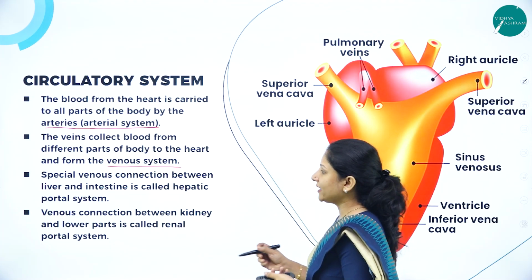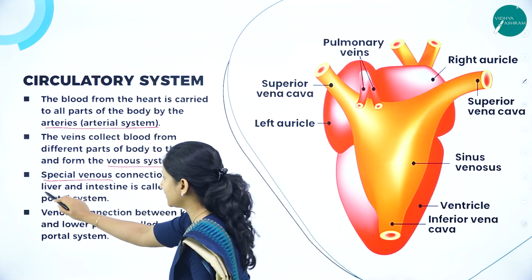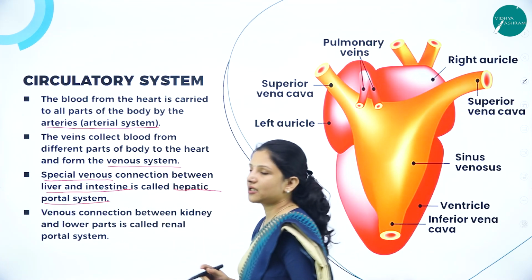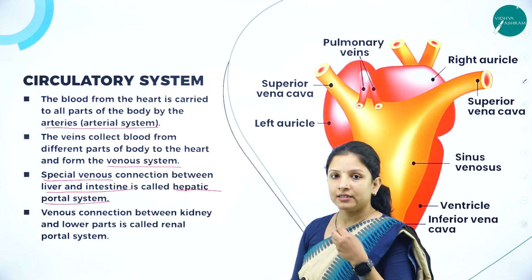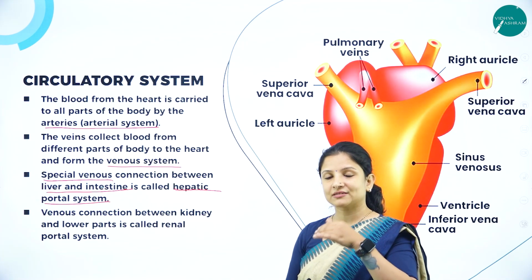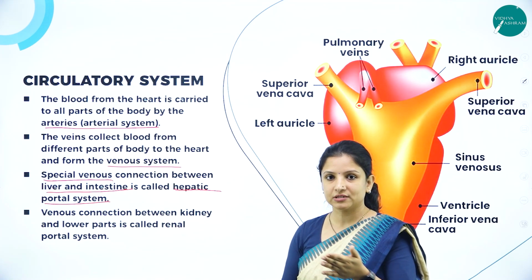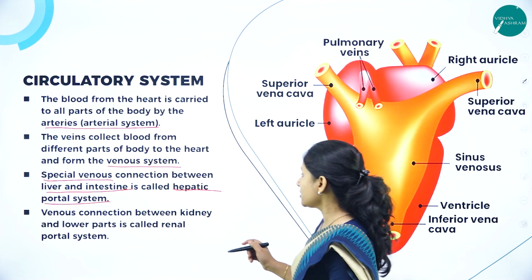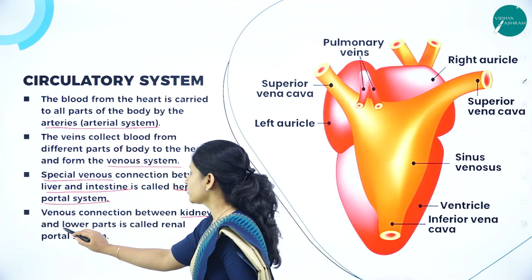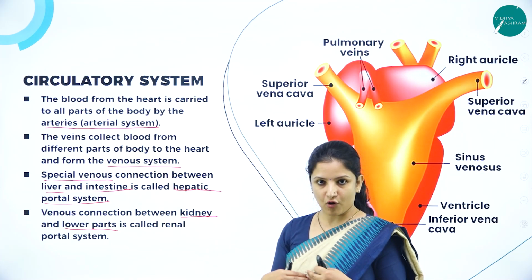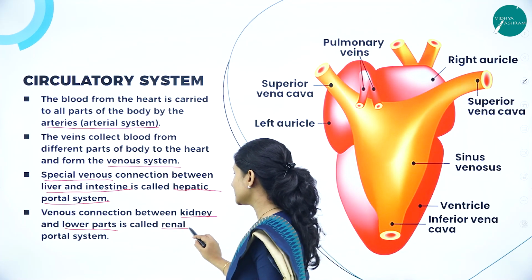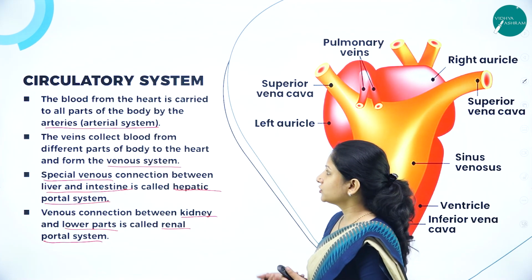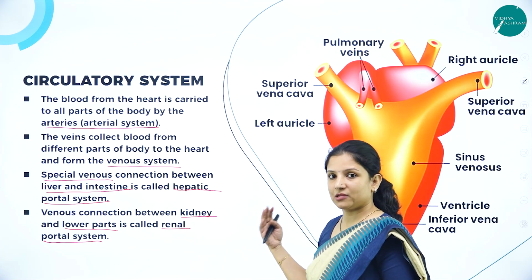And there are special venous connections between the liver and the intestine, called the hepatic portal system. Hepatic means related to the liver. So from the liver to the intestine there is a connection of the circulatory system called the hepatic portal system. Similarly, there is a venous connection between the kidney and the lower parts of the frog's body, which forms the renal portal system, wherein renal means related to the kidney. So these are the different circulatory systems in the frog.